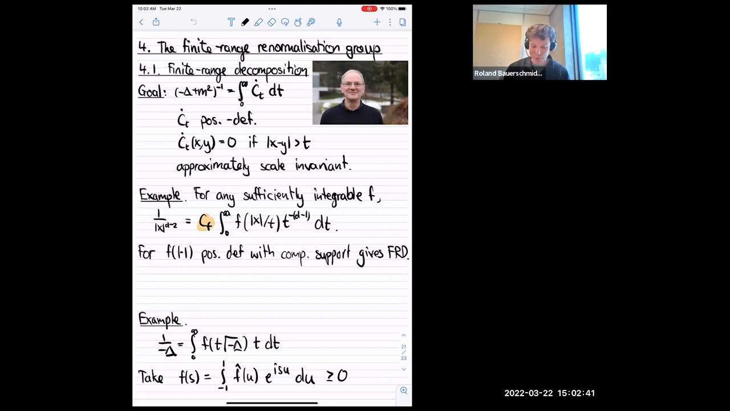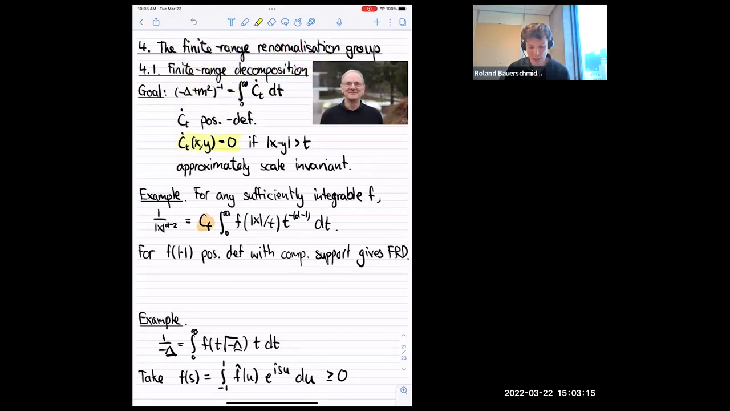The go-to reference for this approach are David Bridges' Park City lecture notes, which I've linked on the website. And I'm going to try to give an introduction to this approach as simply as I can. We already began last time, where I discussed the starting point for this approach, which is a decomposition of the Gaussian reference measure, not any decomposition, but one that has this nice finite range property.